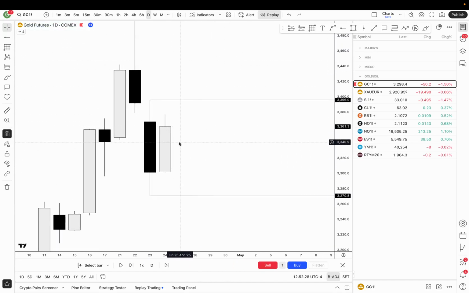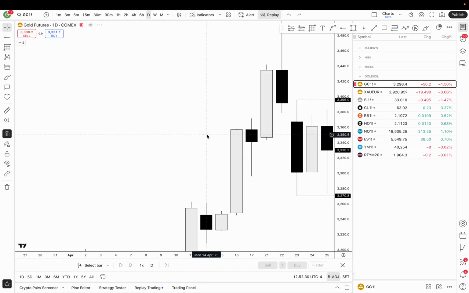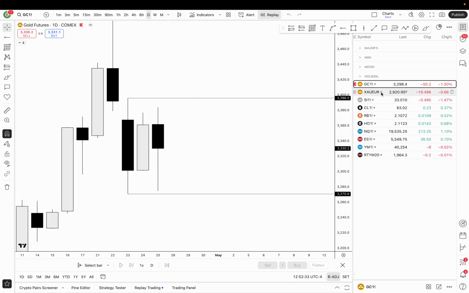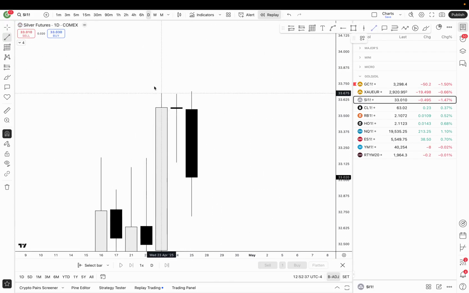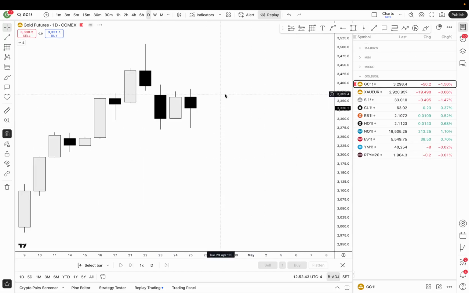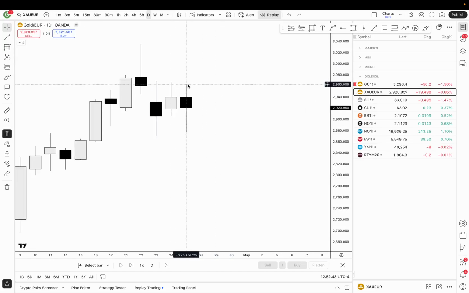Now, how do we want to leave a consolidation? Ideally, when we manipulate something and form some sort of SMT. So this is where you're going to see silver take out this high, forming an SMT with that high. So there's an SMT here, as well as here, as you see with the previous high as well.